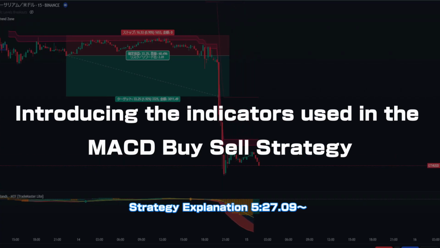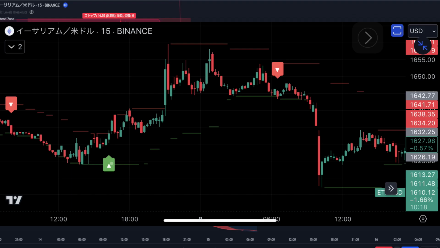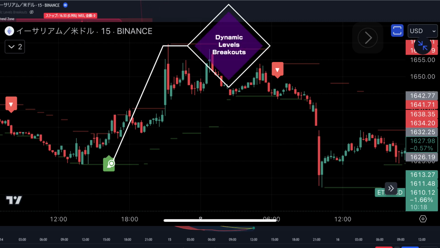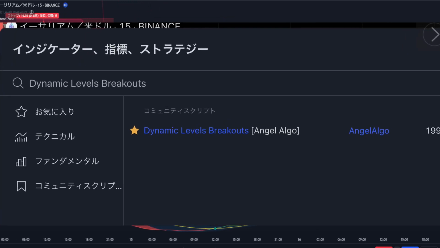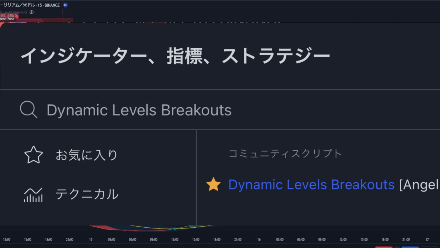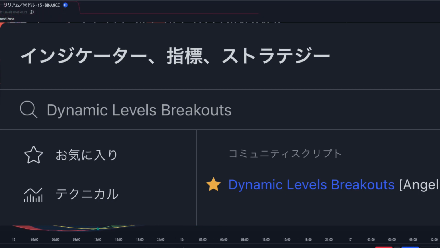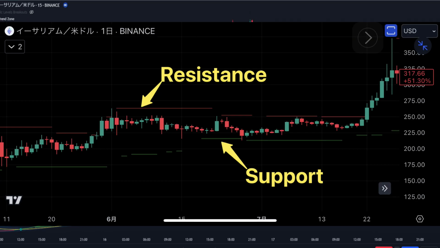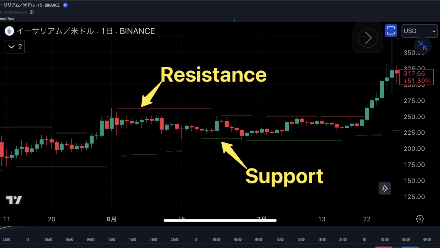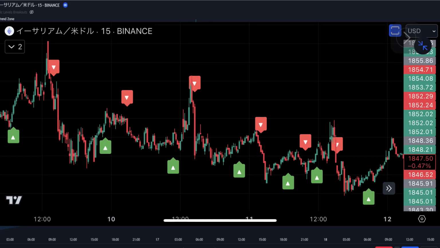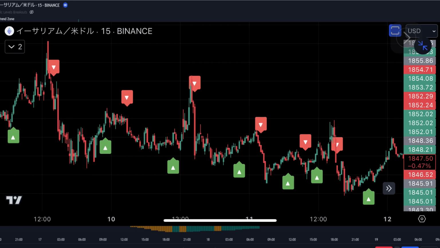Introducing the indicators used in the MACD buy-sell strategy. Dynamic levels breakouts. To add this, access the indicators on TradingView. Search for dynamic levels breakouts and select it. It is a powerful tool designed to identify dynamic support and resistance levels in price action. It plots these levels on the chart and provides visual signals for bullish and bearish breakouts.